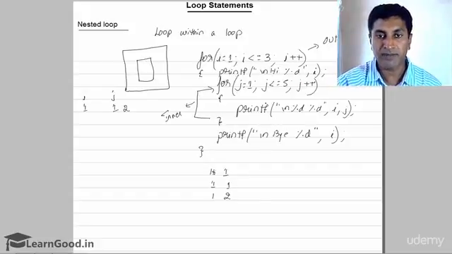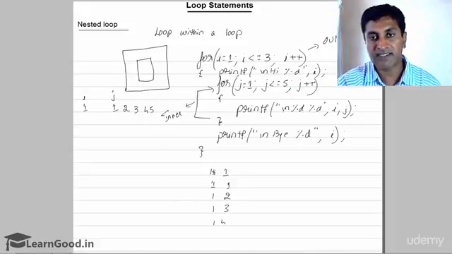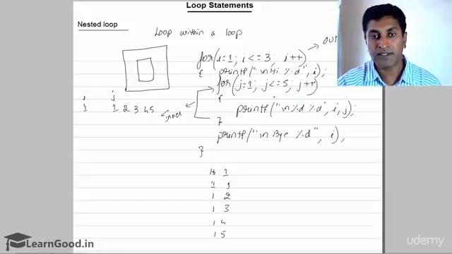Then again go back, j plus plus, so j becomes 3. 3 is less than or equal to 5, true, so it will display 1 and 3. The next time when j value is 4, it will display 1 and 4. When j value is 5 and it checks here, 5 is less than or equal to 5, it is equal, then it comes down and displays 1 and 5. After displaying 1 and 5, when it goes back, j plus plus, j is going to be 6.